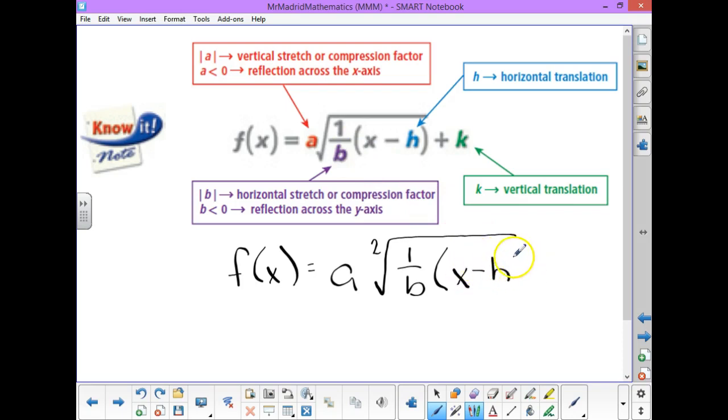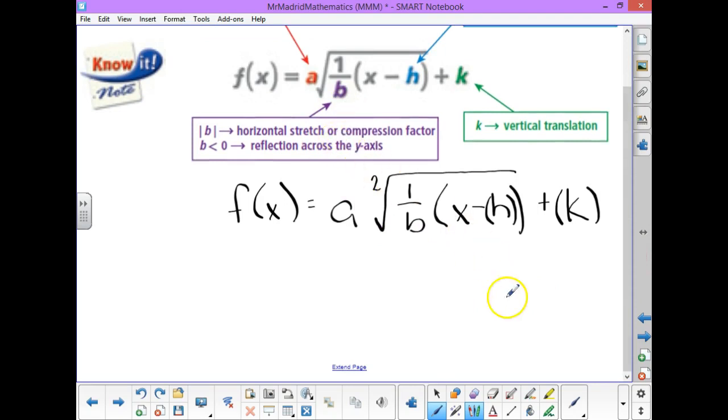Notice I have an x minus. Now I close the radical because out here is going to be k. What I'm going to do here is add parentheses around k because it comes after the plus. I'll put parentheses around h because it comes after the minus.